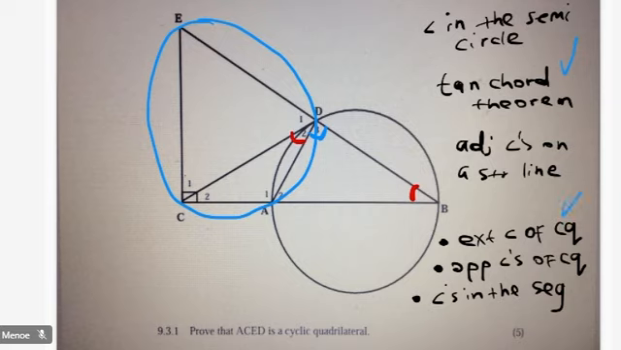As you can see here, we have a 90 degrees. We also have a 90 degrees. And you know that the external angle of a cyclic quadrilateral is equal to the opposite interior angle of a cyclic quadrilateral. So you can already see that we have two 90s, meaning they are equal. So we have already proven that it's a cyclic quad. So 5 marks in the pocket, just for knowing how to prove these things.